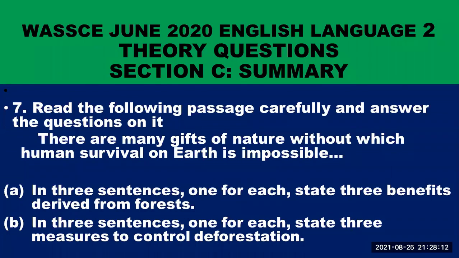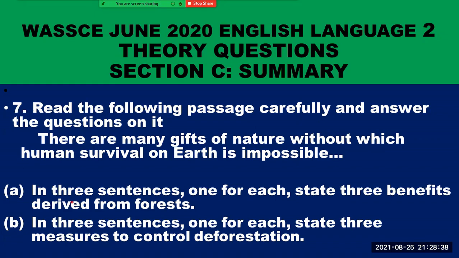Now, let's look at section C, which is summary writing. Again, we are taking it from the WASSCE English language exam of June 2020, the theory questions part. Section C is summary writing. Now we're looking at question 7. Read the following passage carefully and answer the questions on it.